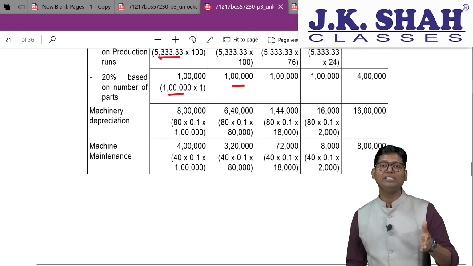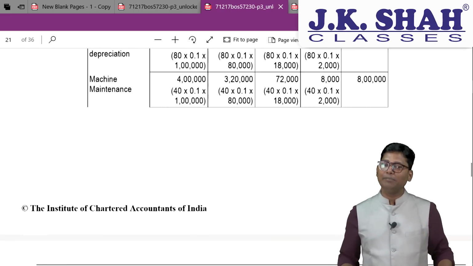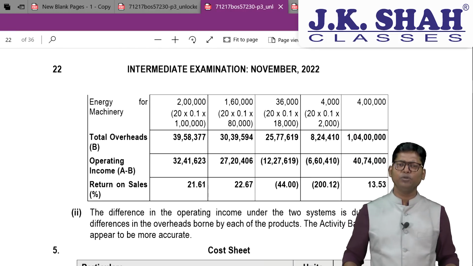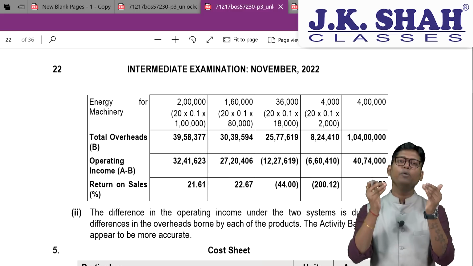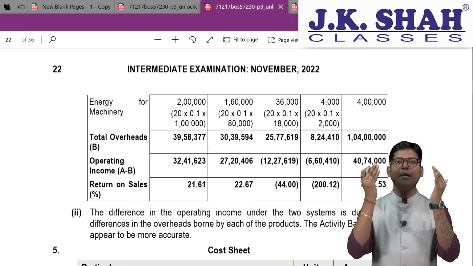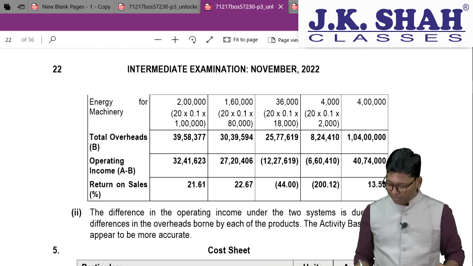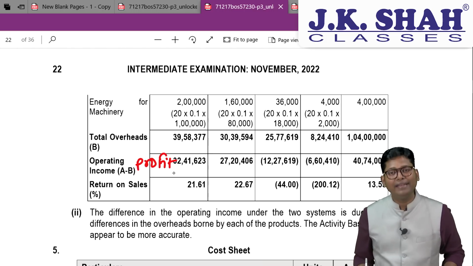Then machine depreciation is allocated according to number of machine hours, then machine maintenance, and then energy for machinery. All the overheads are apportioned. When you deduct these overheads from the amount of your computed sales minus material cost minus labor cost minus overhead, it will give you profit.